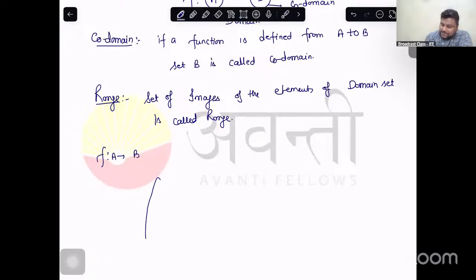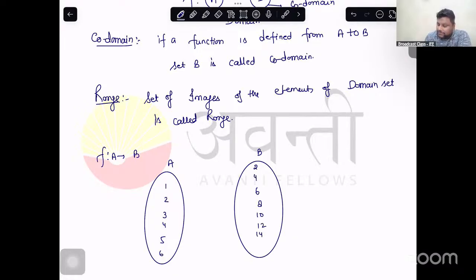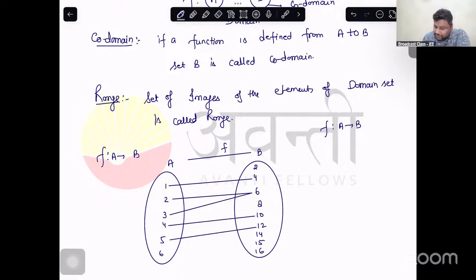The mapping is like this: this is your A, this is your B. Here the elements are 1, 2, 3, 4, 5, 6. Here the elements are 2, 4, 6, 8, 10, 12, 14, 15, 16. F is defined from A to B. The mapping is like 1 goes to 4. Image of 2 is 6. Image of 3 is also 6. Image of 4 is 10. Image of 5 is 12. Image of 6 is 16.